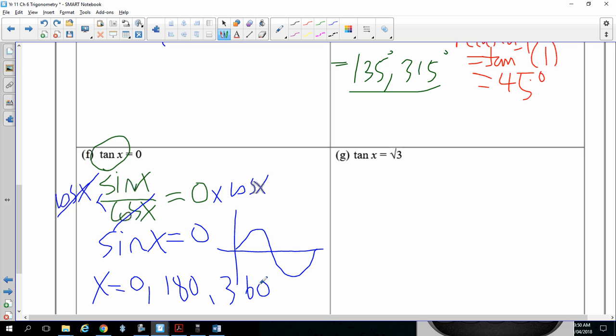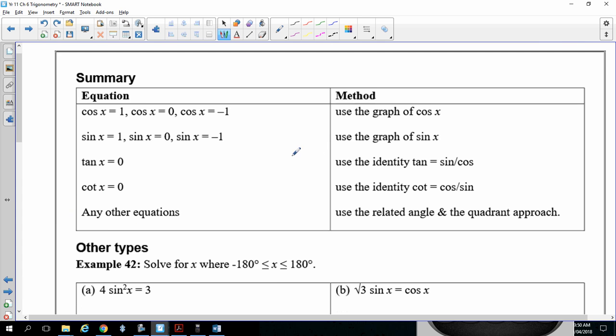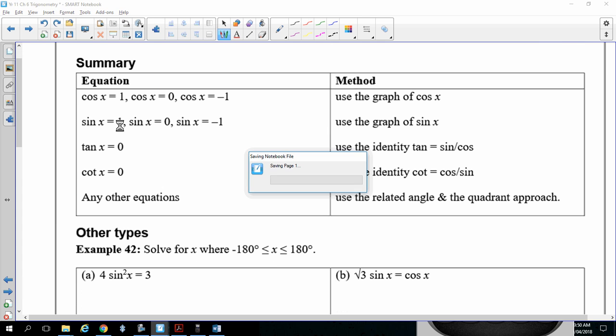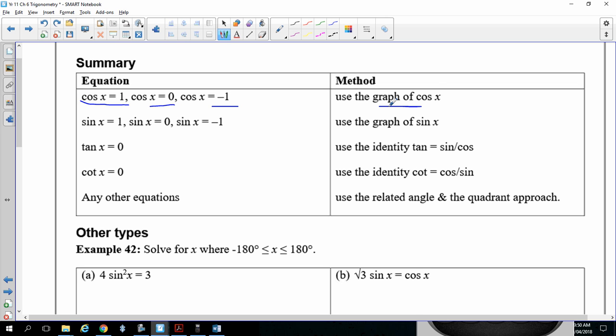Don't worry, it's easy. I've summarized all the methods. Whenever you see cos x is 1, 0, -1, use the graph. If it's tan, use sine over cos. We've just seen that from the example. And cot, use cos over sine. Any other question, related angle, quadrant. Get the idea? Just have to remember some special cases.